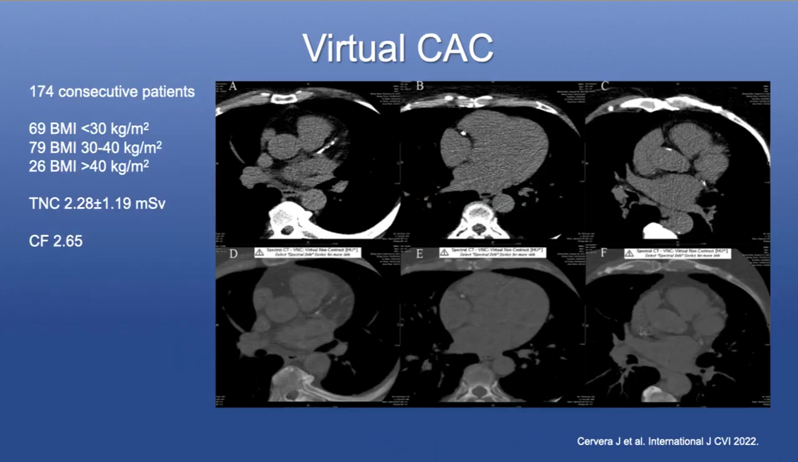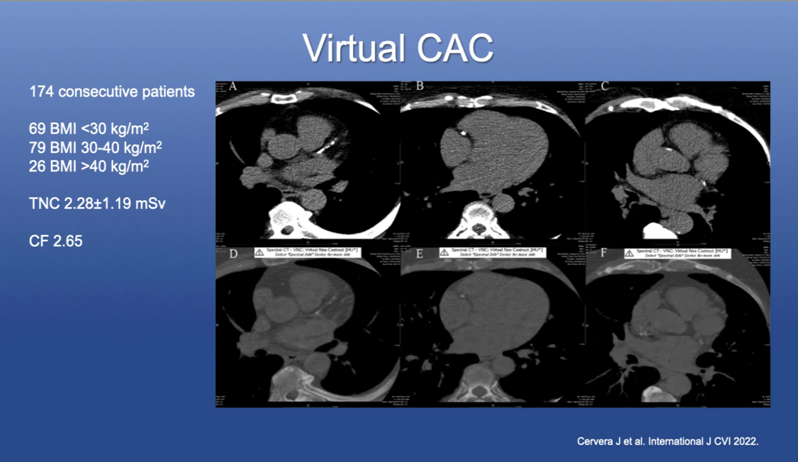Another use, and this is something that we studied here, and we published, Javier Cervera, that was a visiting fellow from Spain, looked at the use of virtual non-contrast calcium score, and he looked at the influence of the body mass index on these patients. So usually we do the traditional or conventional calcium score that needs a dedicated scan without contrast. And then we compare it with patients that had a virtual non-contrast calcium score that was acquired with contrast, and then we remove the contrast using Magic Glass from Philips.